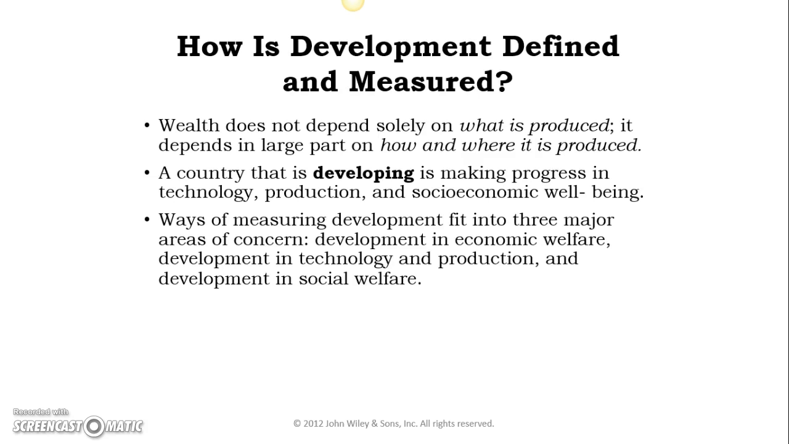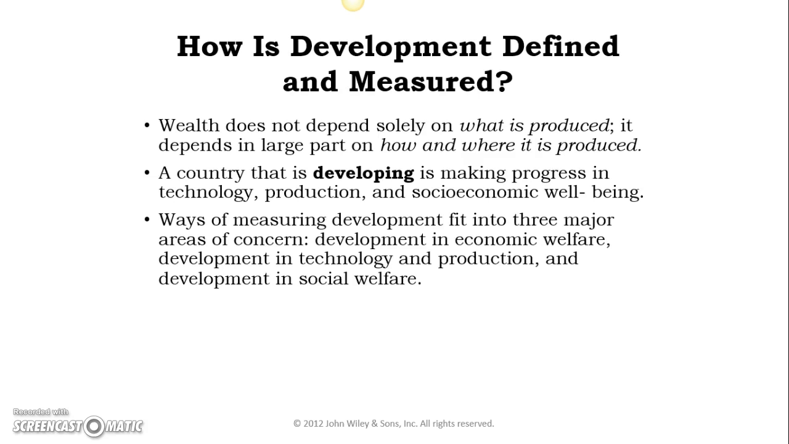And then there are really three major ways to define or measure development, and each of these is going to come into play when we talk about different measures. We can talk about economic welfare, and that is a focus on, for instance, how much money a country makes. We can talk about development in terms of technology and production, so where do they fit along the scale: are they mostly primary industries, mostly secondary industries, or mostly tertiary industries?